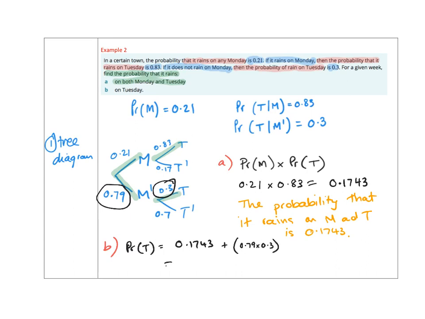And if we use a calculator to sum those two things together, we end up with 0.4113. Again, we would contextualise this as the probability of it raining on Tuesday. So the probability it rains on Tuesday is 0.4113.